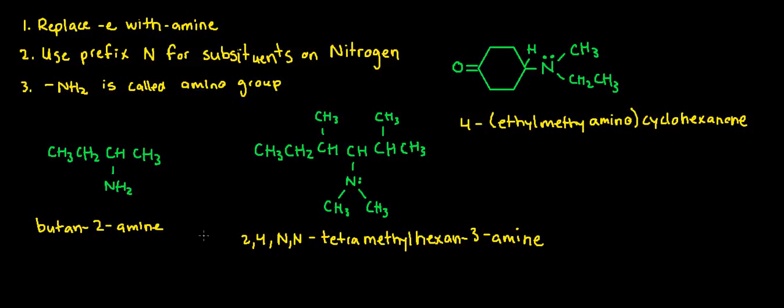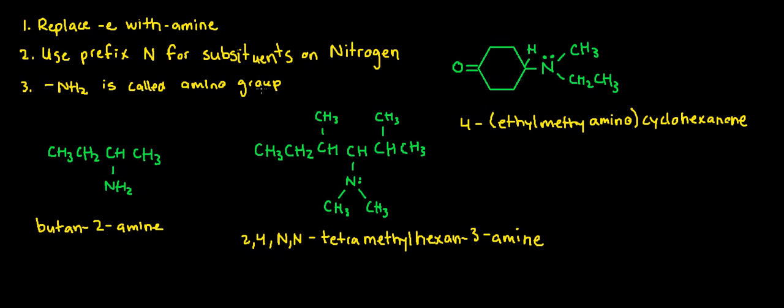To name an amine, replace the E ending of the alkane with amine. If there are any additional substituent groups on the nitrogen, then we use the prefix N to designate what those substituent groups are, and this will be easy to explain by looking at an example. And lastly, if the amino group is being named as a substituent group itself and not as the base name of the compound, then it is called an amino group.